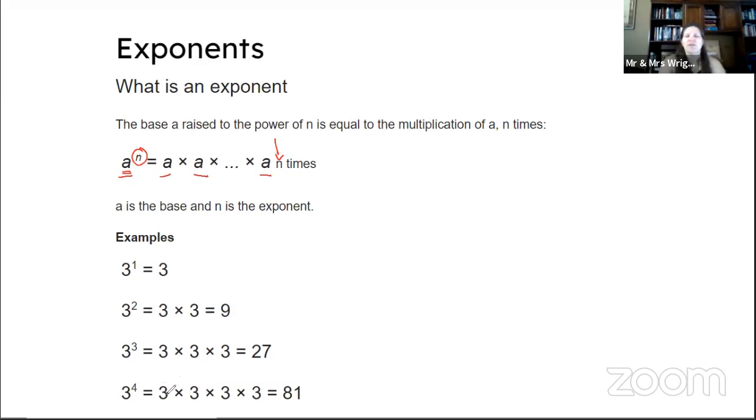So that means we're going to multiply 3 by itself 4 times. 1, 2, 3, 4 times. 3 times 3 times 3 times 3 is 81. That's a lot different than 3 times 4, which is 12.